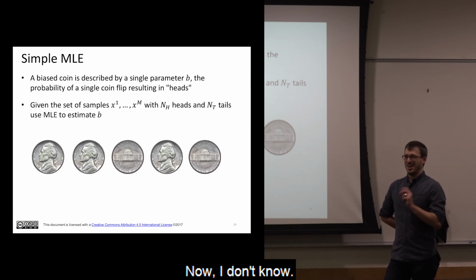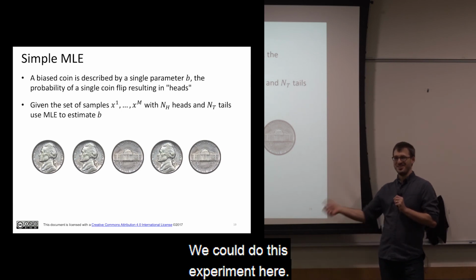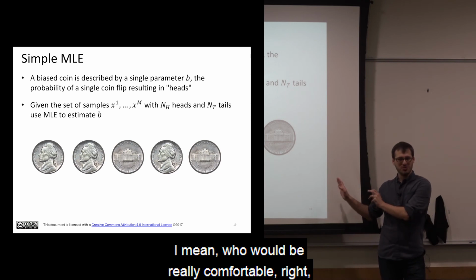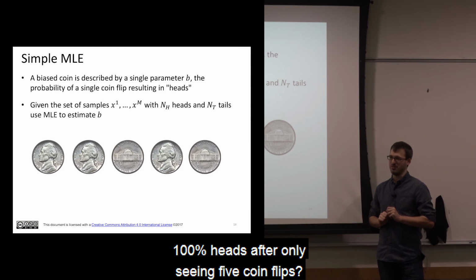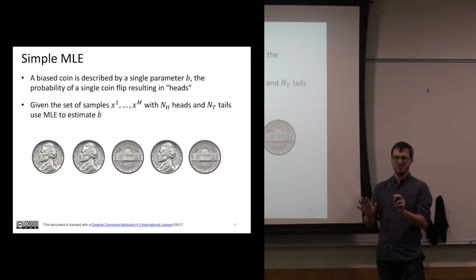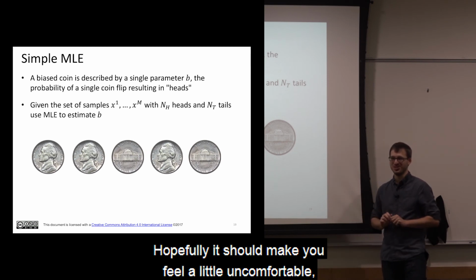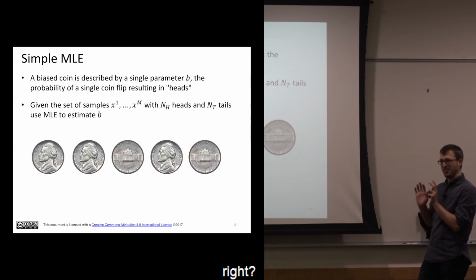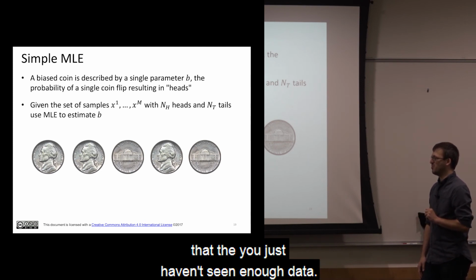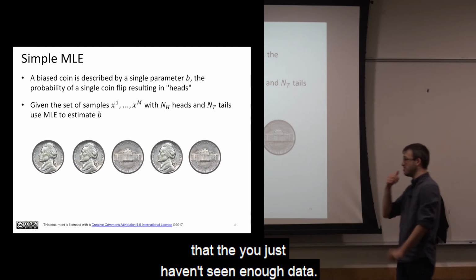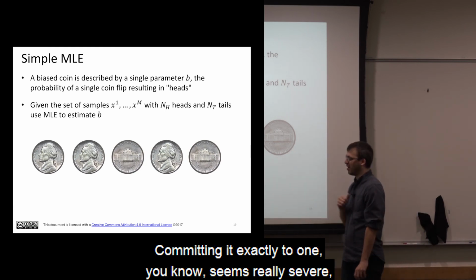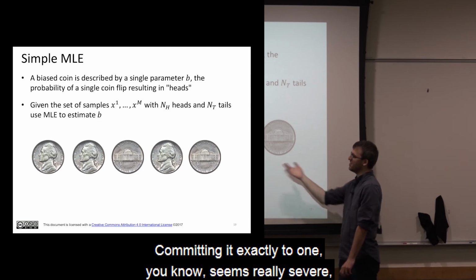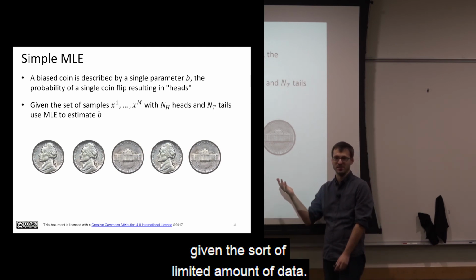Now, I don't know. We could do this experiment here. Who would be really comfortable committing to 100% heads after only seeing 5 coin flips? You shouldn't be. Hopefully, it should make you feel a little uncomfortable. You just haven't seen enough data. Maybe the bias is close to 1, but committing to exactly 1 seems really severe given this limited amount of data.